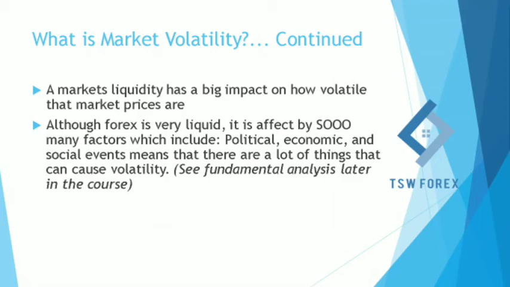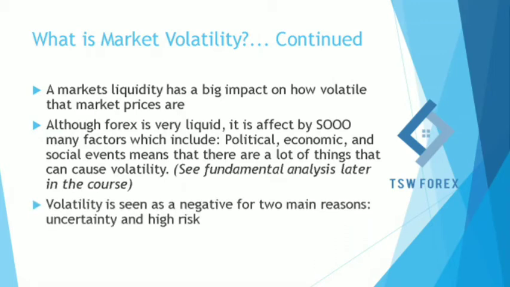Although Forex is very liquid, it is affected by so many factors, which include political, economic, and social events. That means there are a lot of things that can cause volatility. Of course, we'll talk about fundamental analysis later in the course. Volatility is seen as a negative for two main reasons: uncertainty and high risk. So most traders try to avoid the market whenever it has high volatility, which is normally what happens when there is a news event taking place. So in a sense, it can be your friend or your foe.